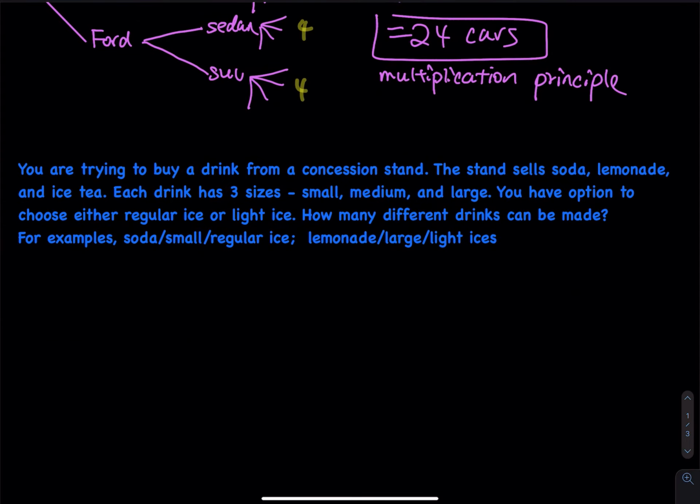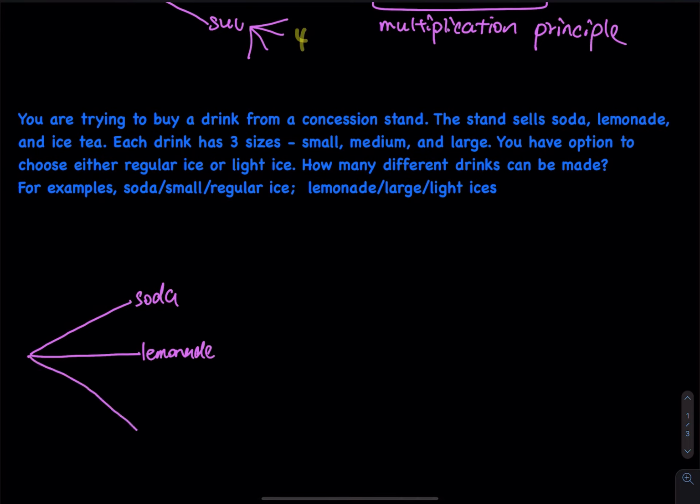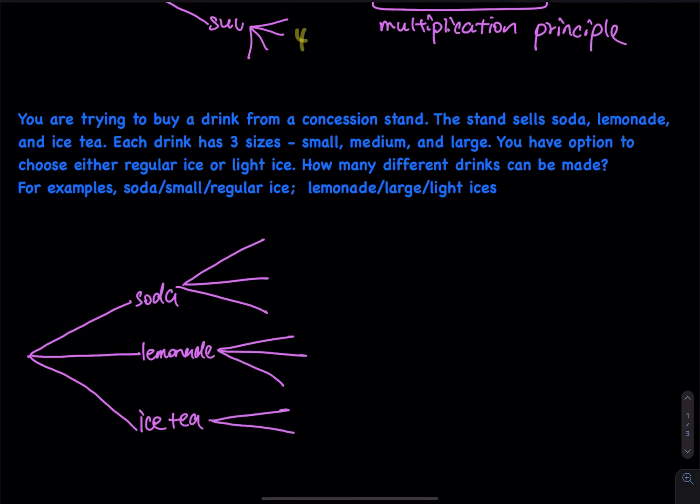So let's start with the tree diagram. So we have soda, lemonade, and iced tea. Okay, so we have a soda, and then lemonade, and then iced tea. And then for each drink, I have 3 sizes: small, medium, large, right? Small, medium, large, small, medium, large. So small, medium, large for each drink.